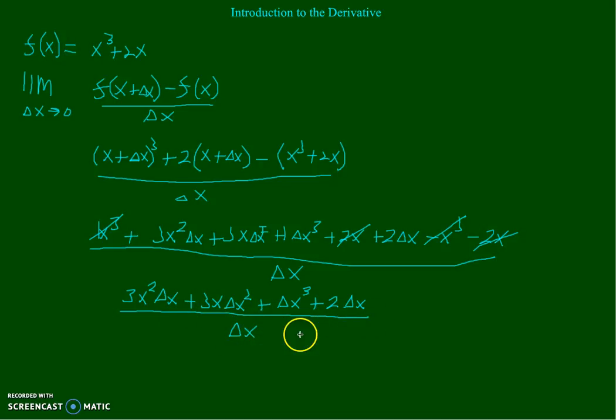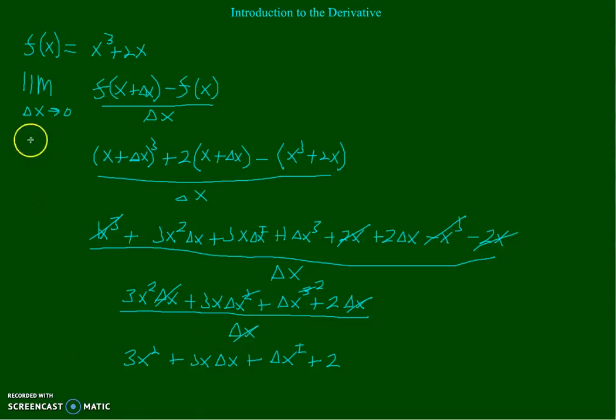delta x. Now let's see if we can cancel out some delta x terms here. So this delta x goes with this one of these, and that one. So we have 3x squared plus 3x delta x plus delta x squared plus 2. So the delta x in the bottom is gone.